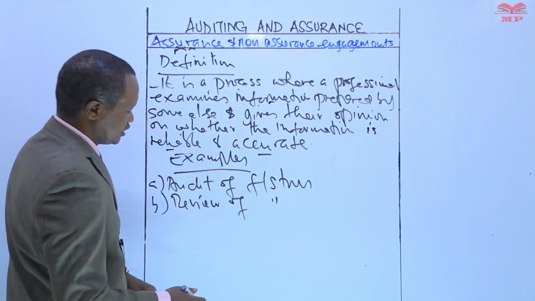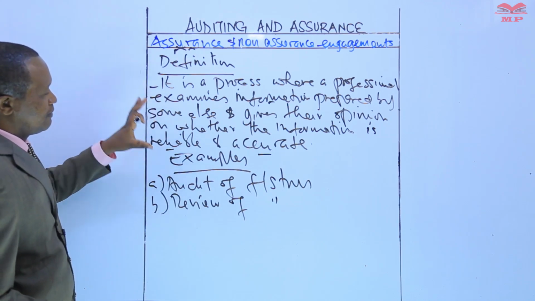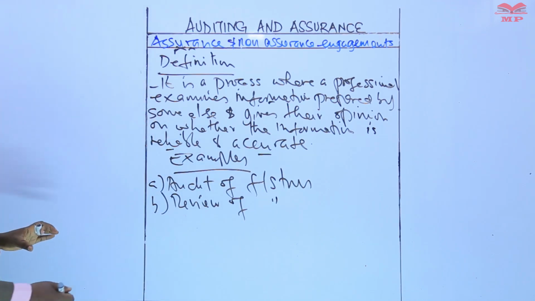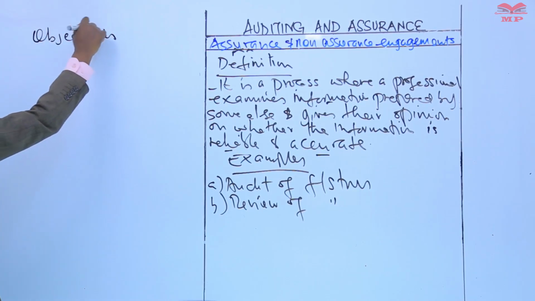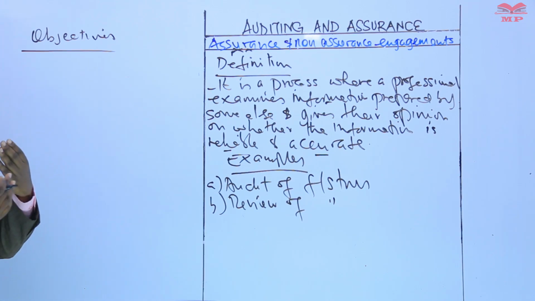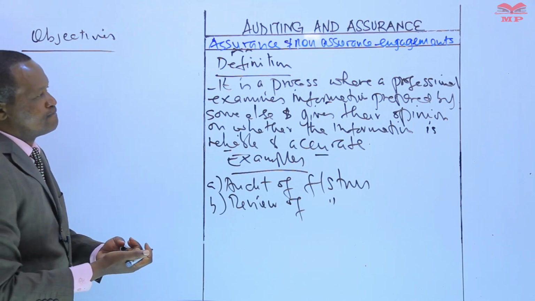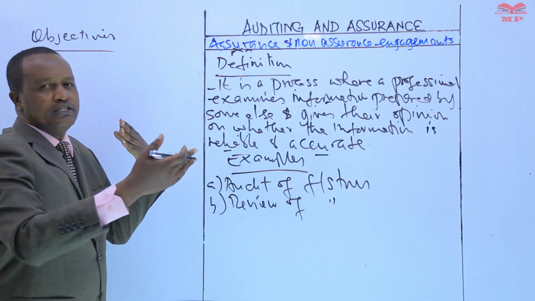We will highlight more examples as we move on, but let's identify some of the objectives of assurance engagement. What is the objective of assurance engagement? Now, candidates, the first objective, which we can pick from the definition, is confidence.